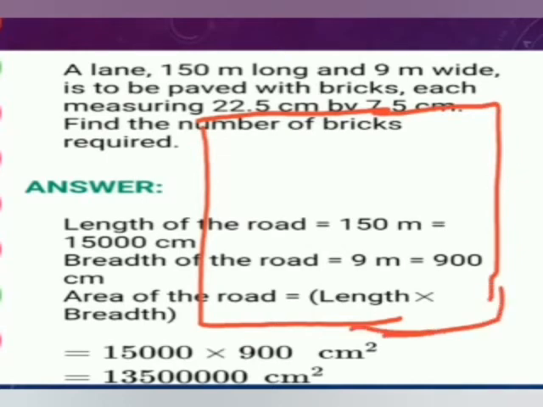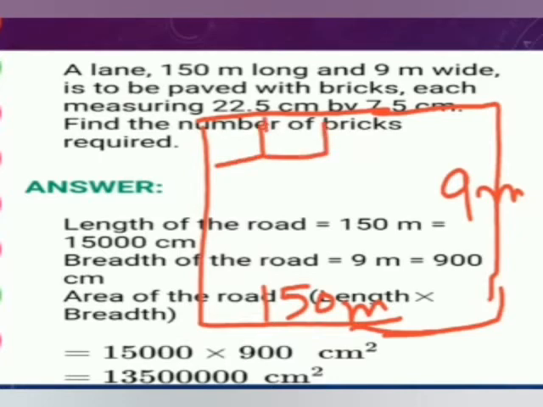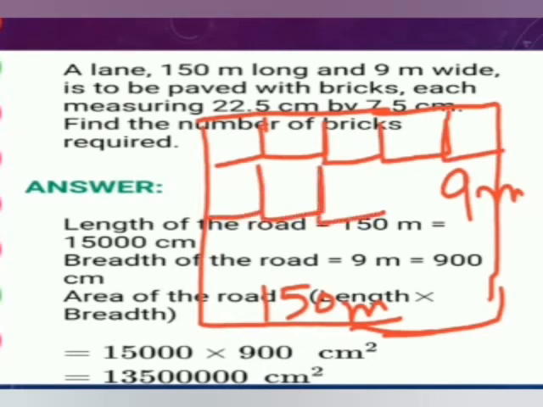The length of the road is 150 meter and the breadth is given to you as 9 meter. Now it is paved, means bricks have to be put on this, so that means the entire road will be filled with bricks. So now we have to calculate how many bricks are required to completely pave this lane.